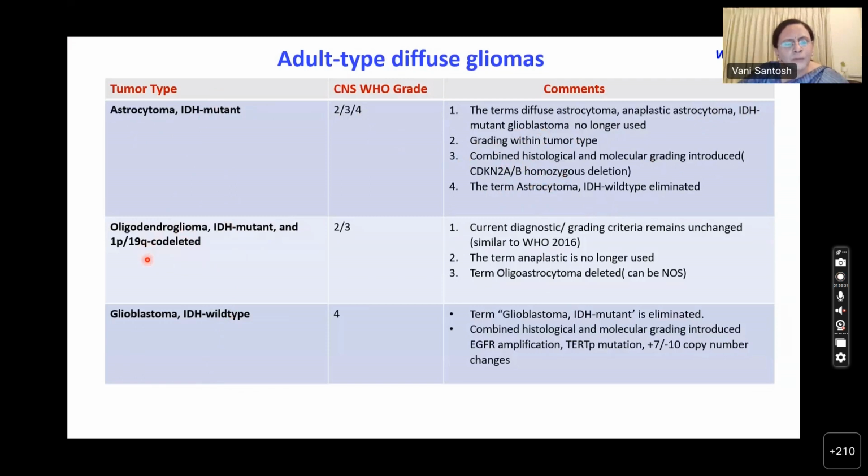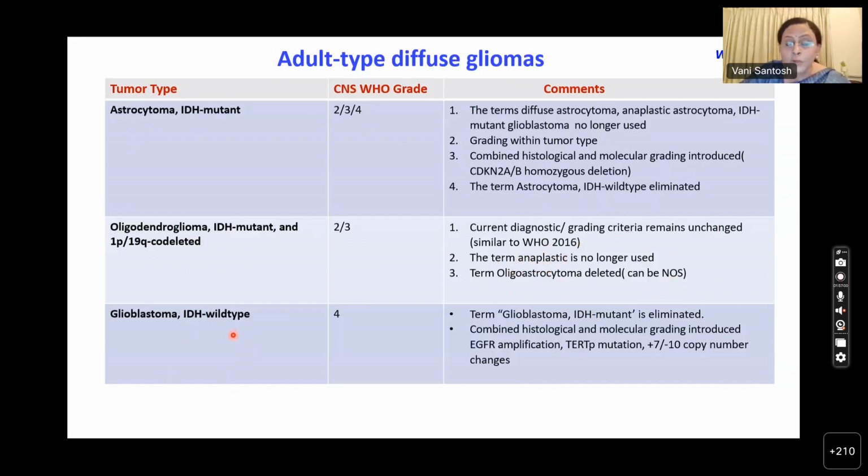Oligodendroglioma IDH mutant, 1p19q co-deleted. These are the mandatory molecular markers to make the diagnosis. It's graded as 2 and 3. The current diagnostic and grading criteria remain unchanged. It is the same as in the WHO 2016 classification. For grade 3 tumors, we don't use the term anaplastic oligo. We just say that it's grade 3. And the term oligoastrocytoma is deleted. You can use it as an NOS terminology.